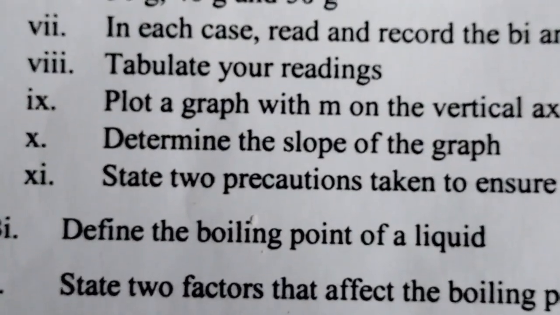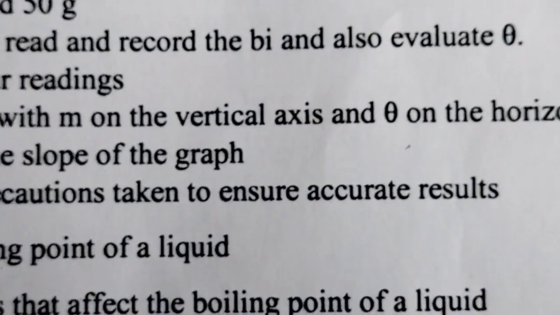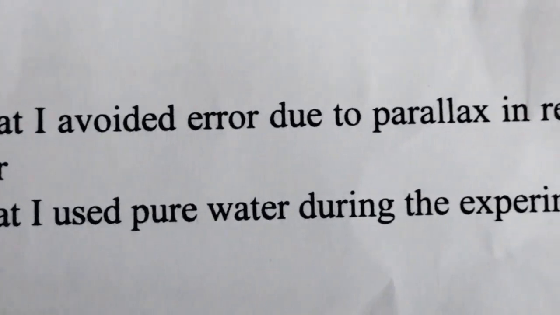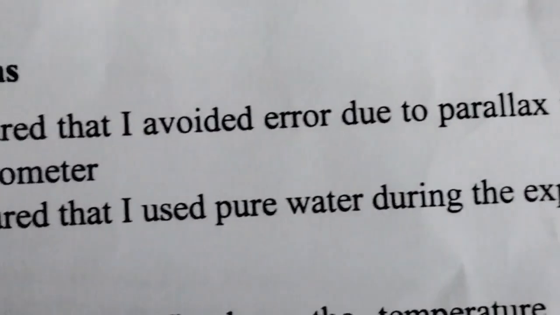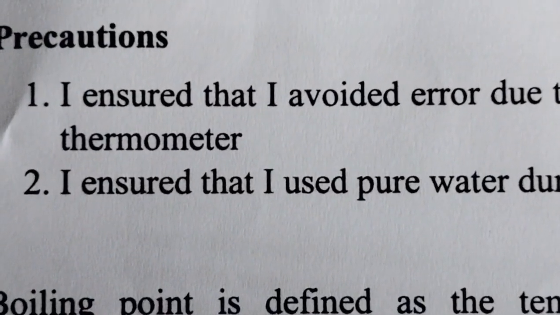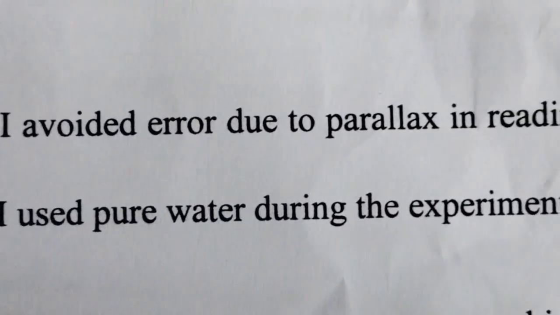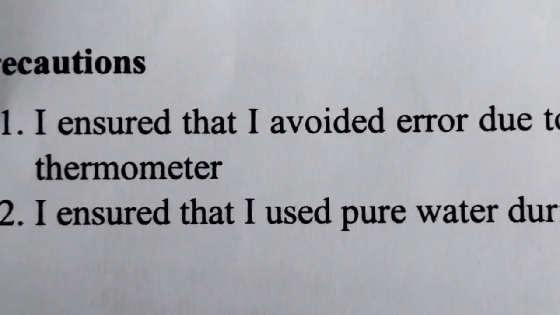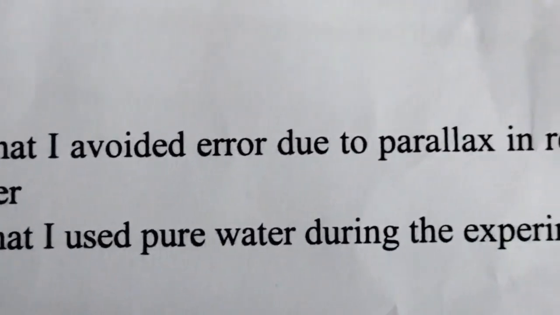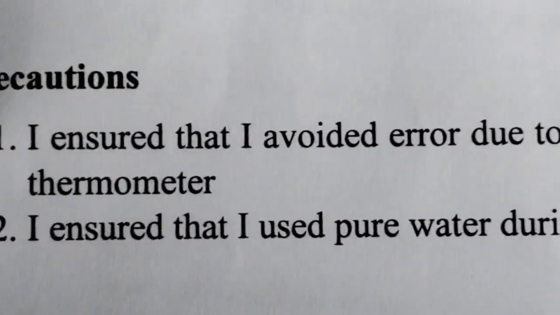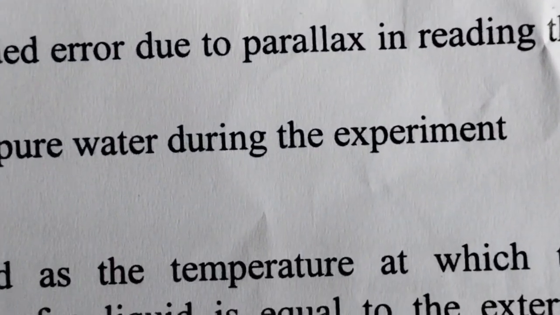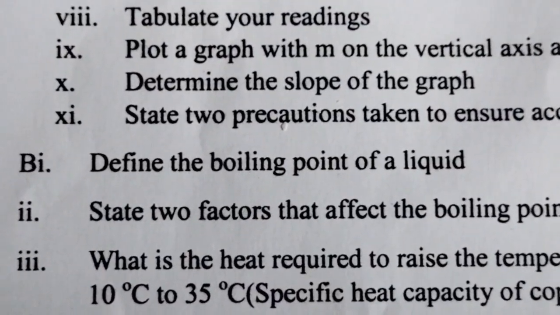The next question, 5i says, state two precautions taken to ensure accurate results. Precautions: 1. I ensured that I avoided error due to parallax in reading the thermometer. 2. I ensured that I used pure water during the experiment. If you use impure water, it will affect the boiling point.